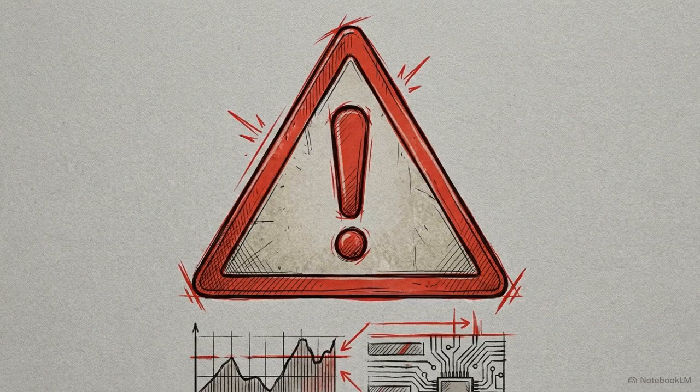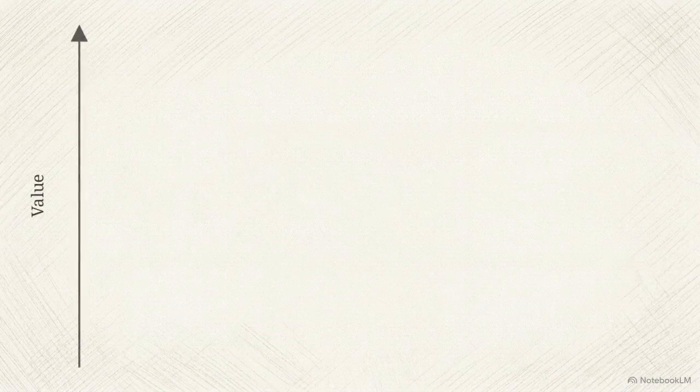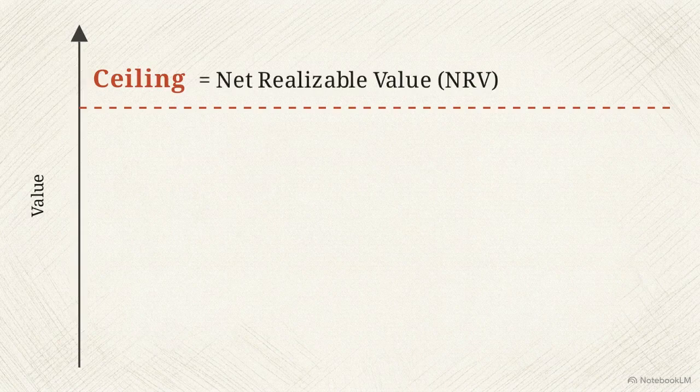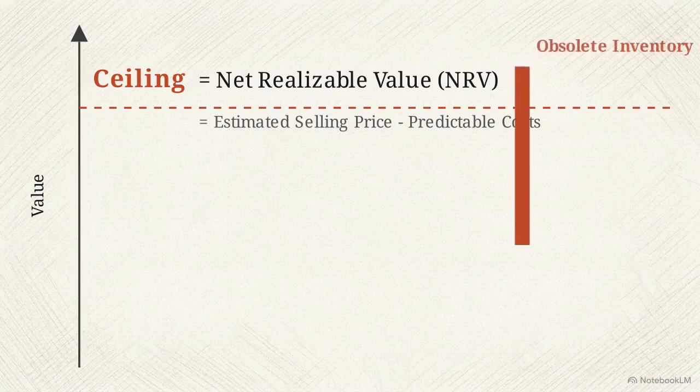Using unconstrained replacement costs is dangerous. Supplier prices can swing wildly, which would allow companies to manipulate their reported losses across different financial periods. To restrict this, GAAP imposes a hard upper boundary. The designated market value can never exceed the ceiling, which is defined as the net realizable value, the estimated selling price minus any predictable costs of completion and disposal. The ceiling prevents companies from overstating obsolete inventory on balance sheets and deferring inevitable losses.